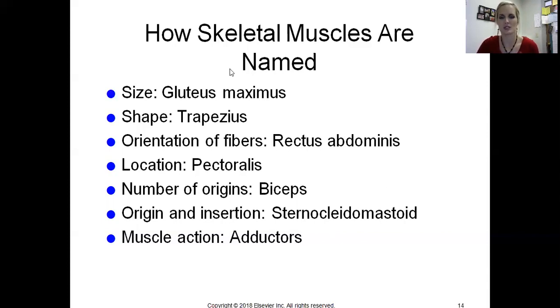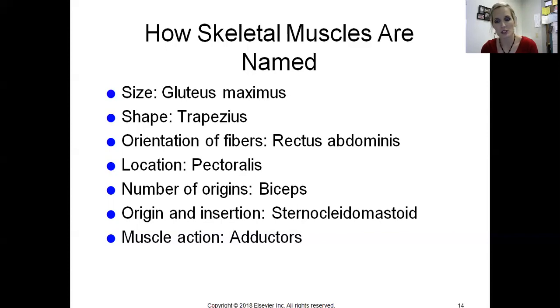How skeletal muscles are named is typically according to their shape. So size, so see that maximus or gluteus maximus is named because of the size. The shape, so the trapezoid is a type of shape, so the trapezius is shaped in a certain way. The orientation of the fiber, so the rectus abdominis is how the fibers are together. Where it's located. The pectoralis is the pec muscles, so it's named that way because of where it's located.